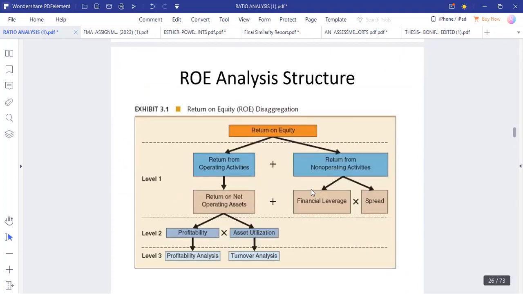So this is how the return on equity structure looks. You have returns that are coming from operating activities and non-operating activities. The non-operating activities spread their amounts to financial leverage, and the amounts coming from operating activities spread their returns on the net operating assets, which can fall down into profitability analysis, and this one can go down to asset utilization and turnover analysis. Basically, this is the disaggregation of the return on equity.